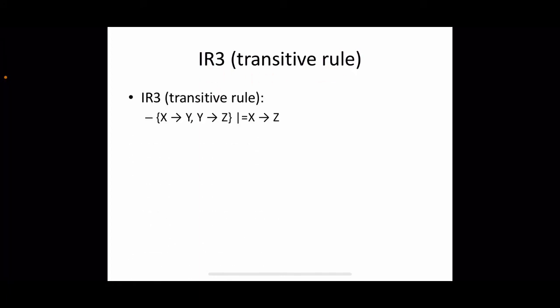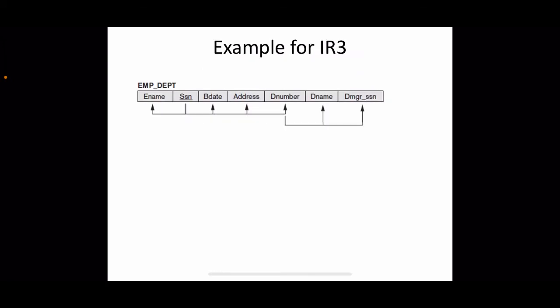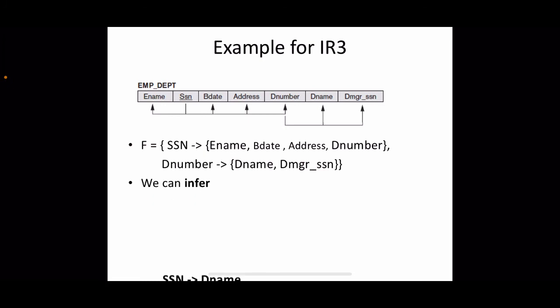So that means if there are two functional dependencies, X determines Y and Y determines Z, then we can infer X determines Z. Already we have seen this transitive dependency, right? So IR3 states the same. For example, here we have a dependency from SSN to department number and then department number to department name. Then we can infer a new dependency, SSN determines department name, right? Or SSN determines department manager SSN. So these are examples of transitive dependency.